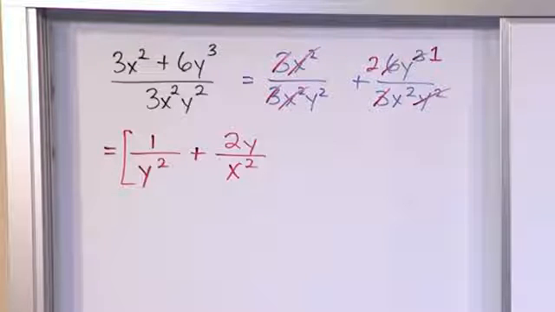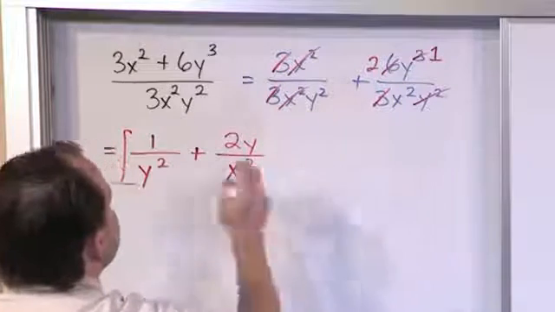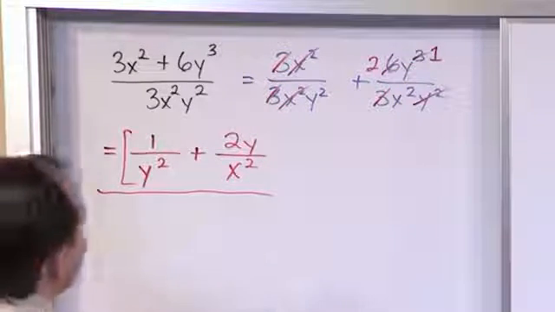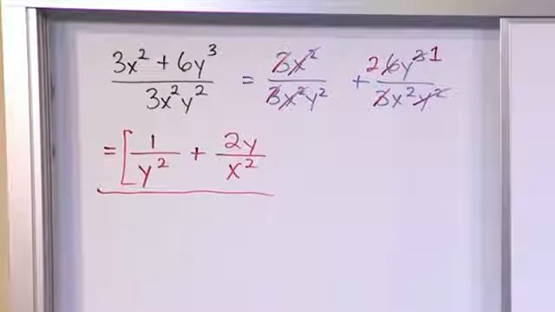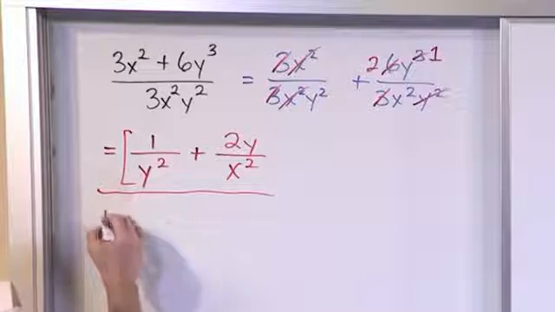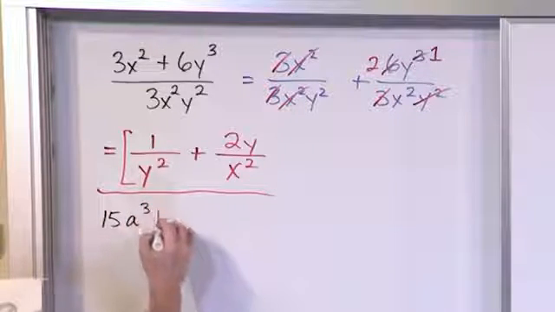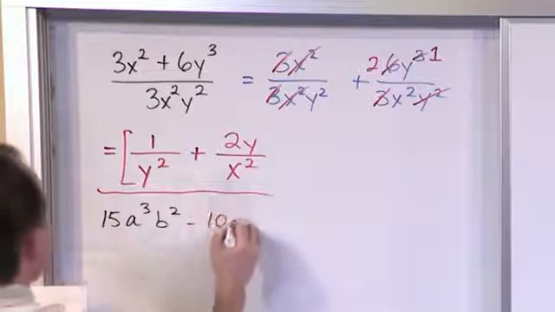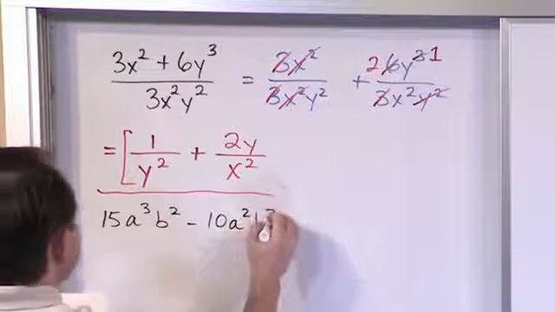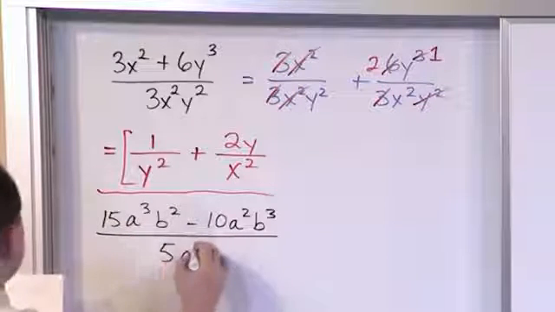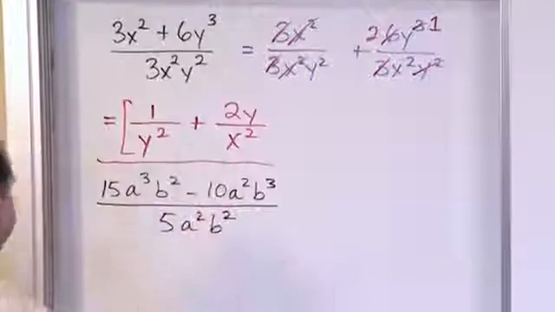So I hope you can see that these things, especially with the cancellation, can get tricky, but really, you know, with practice, that's how you get good at it, is just with practice. Speaking of practice, let's do a little bit more complicated problem, but same idea. So 15a cubed b squared minus 10a squared b cubed. All of this is divided by the monomial 5a squared b squared.